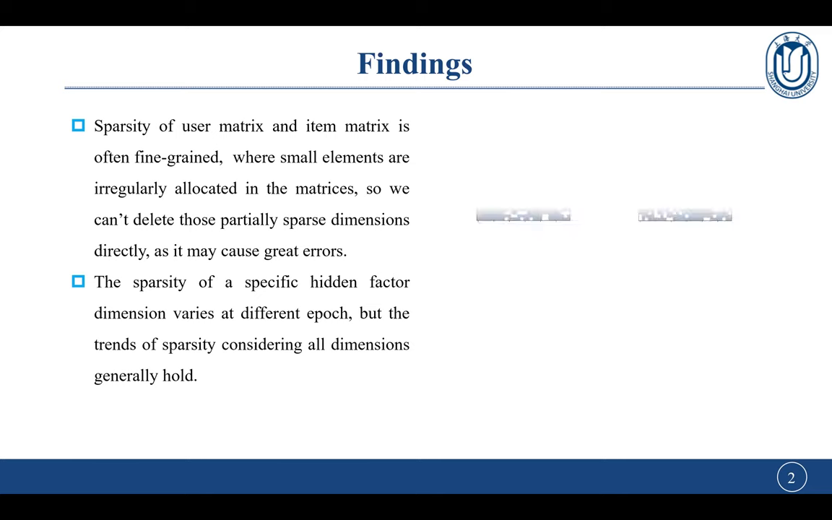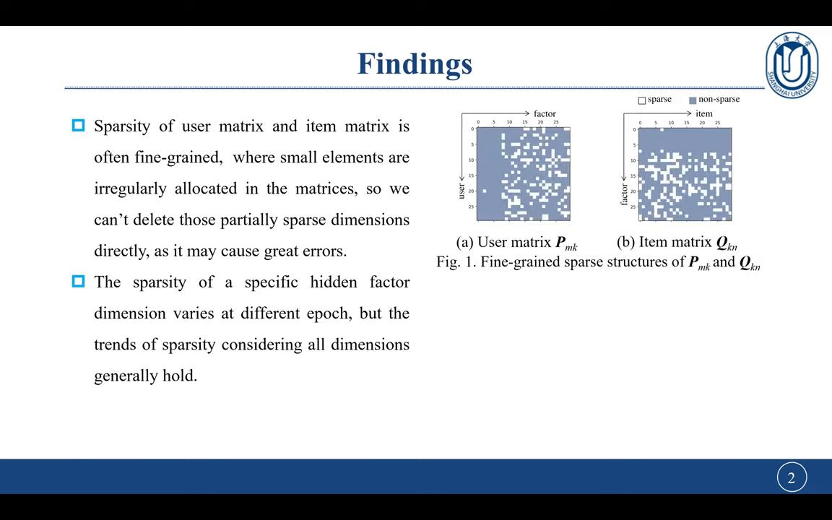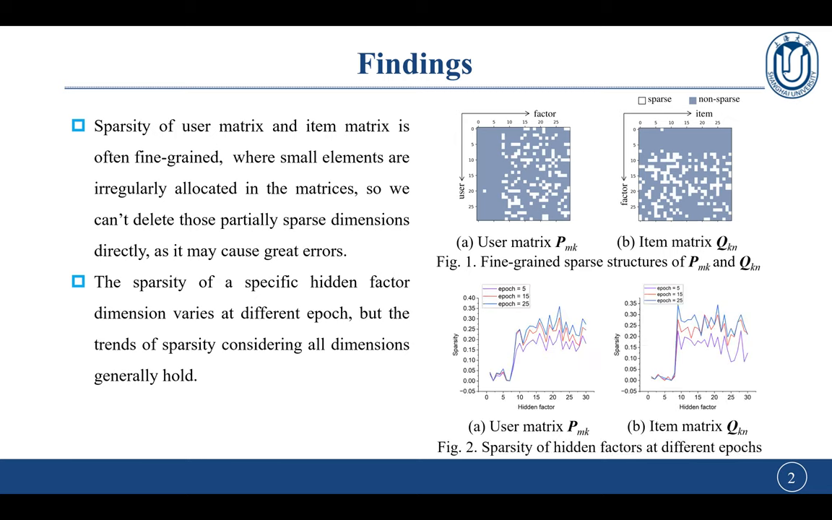Many experiments have found that the sparsity of user matrix P and item matrix Q, which are obtained by matrix factorization, is often not coarse grid, but fine grid, which means the small elements are irregularly allocated in the matrices. So we need to better transform the sparse matrices. What's more, we also find that the trends of the sparsity, considering all dimensions, generally hold. It will be used in the later method. Next, I will briefly introduce our method.